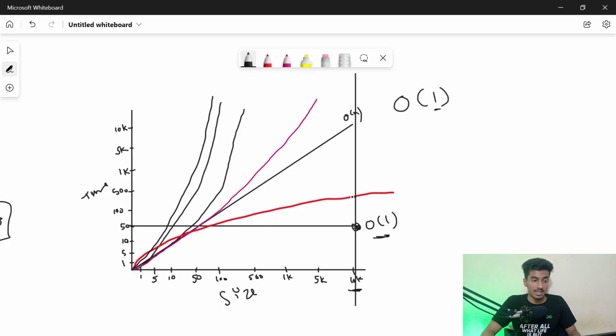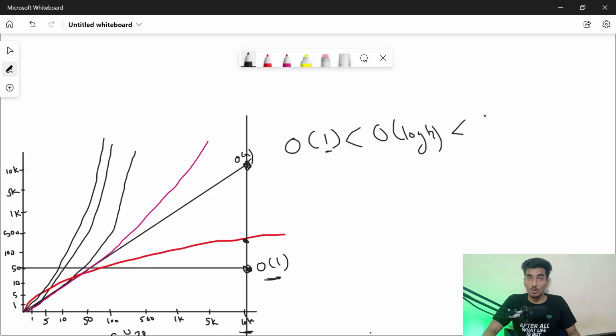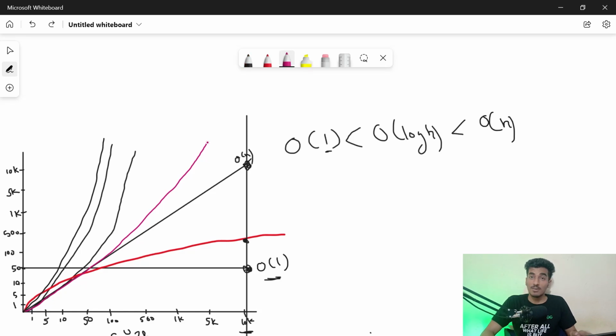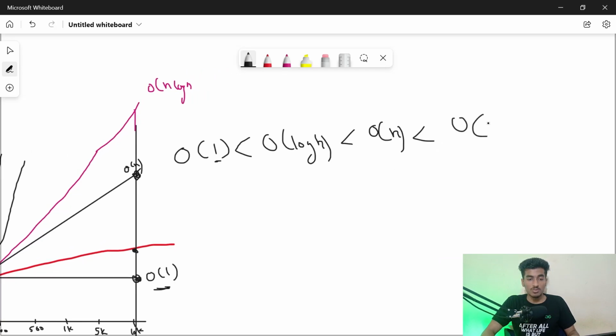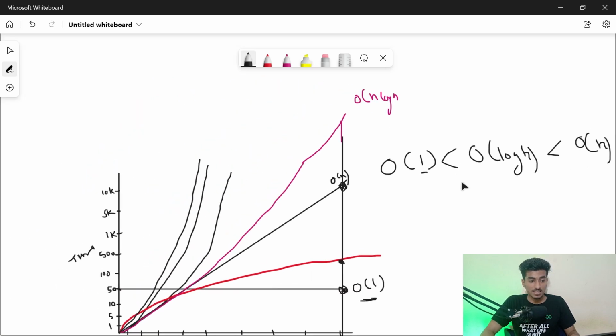And after that, you can see here it is log n time, O of log n. So after O of 1, we have log n time. So O of log n is better than O of n. And after O of n, you can see here we have O of n log n. Here we are writing them in increasing order of their time. So n log n time is greater than O of n. And after this, what we have is O of n square. So n square will meet somewhere there.